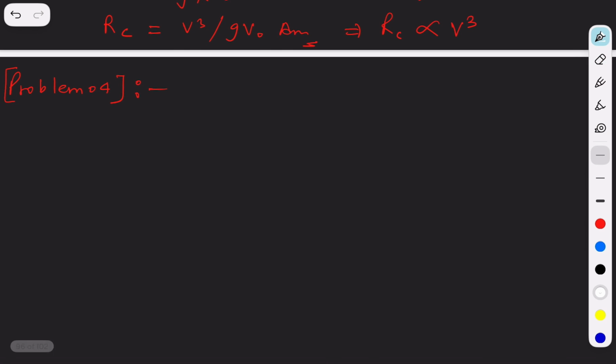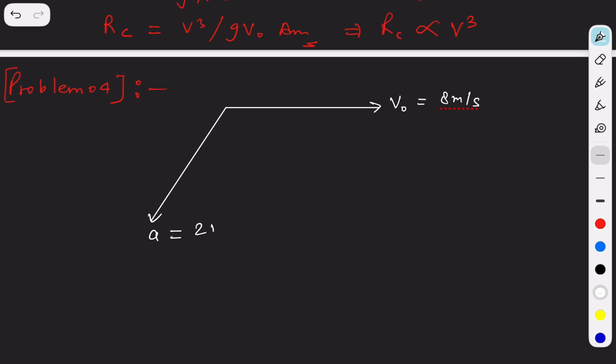Just see. This is your velocity v naught, which is given as 8 meters per second, and the acceleration a is given as 2 meters per second square. This is what has been given. Now it says that the acceleration vector of the body remains constant. So this would be the direction of the acceleration vector throughout the time.